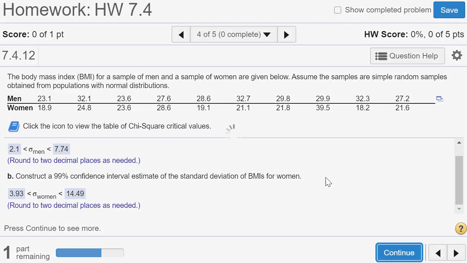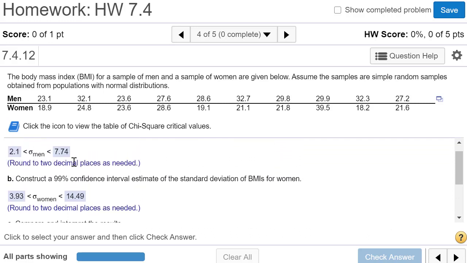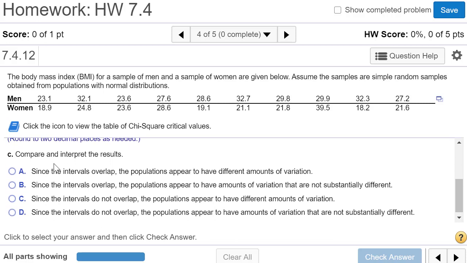We have one more follow-up question. Compare and interpret the results. Let's take a look at these results, and we see 2.1 and 7.79 body mass index for men, and for women it starts off higher and it goes all the way up to 14. So it looks like they overlap a little bit. Men tend to have lower body mass index. If you take a look at the lower bounds for them, they're both lower, and the upper bounds are also lower. And let's see what they have to say.